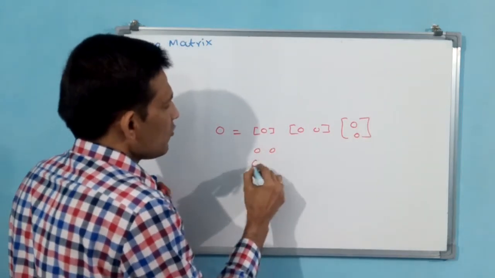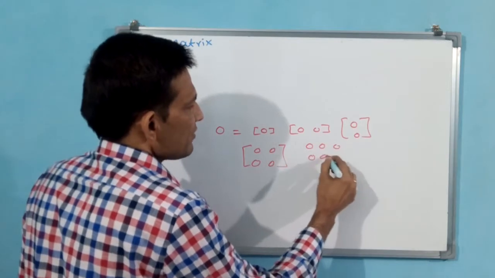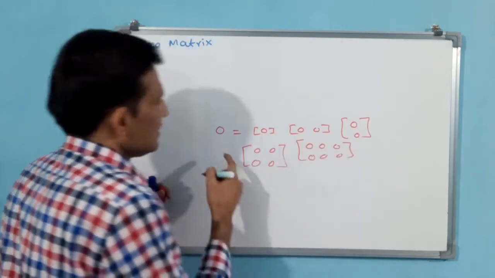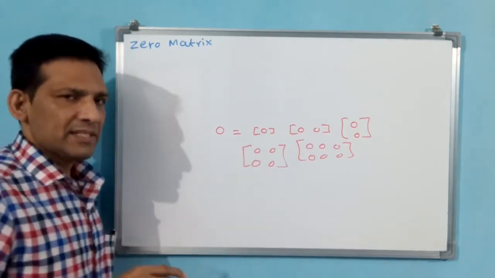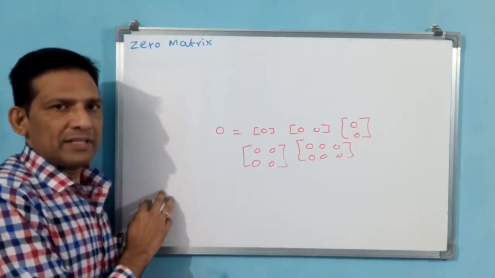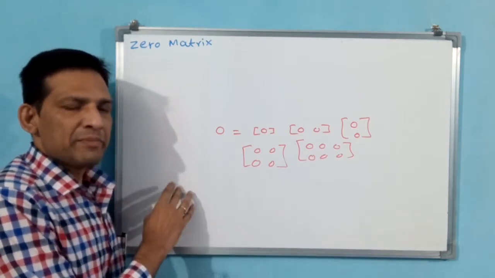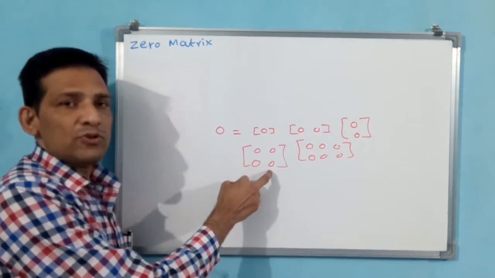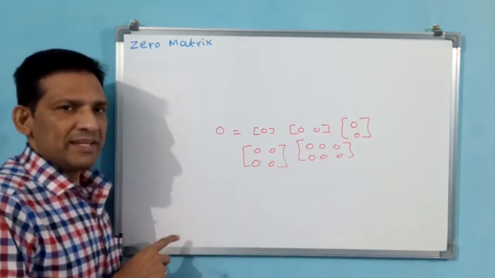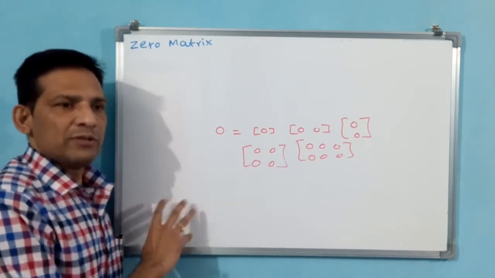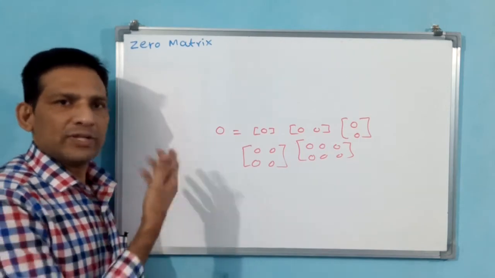Okay, or 2 by 2 also you can take, or 3 by 2 also you can take. All these are represented by O, the zero matrix. That means where you require an operation, based on the situation, if you are adding or multiplying 2 by 2 matrices, then for 2 by 2 you take a 2 by 2 zero O. If you want a 2 by 3 operation, then a 2 by 3 zero matrix you can take. Okay, like that you can take a zero matrix.